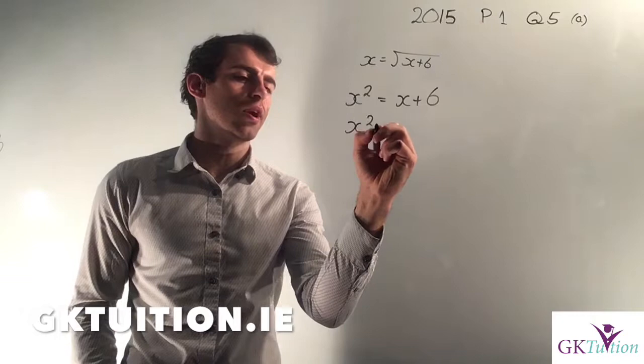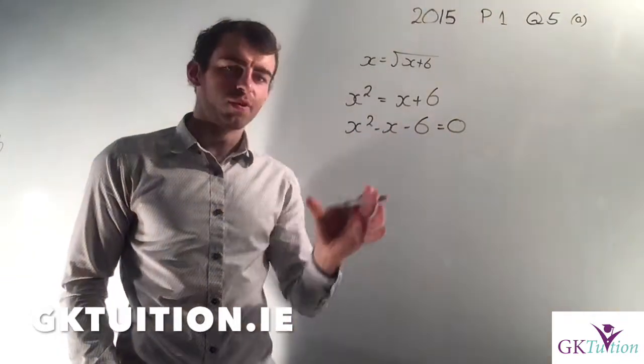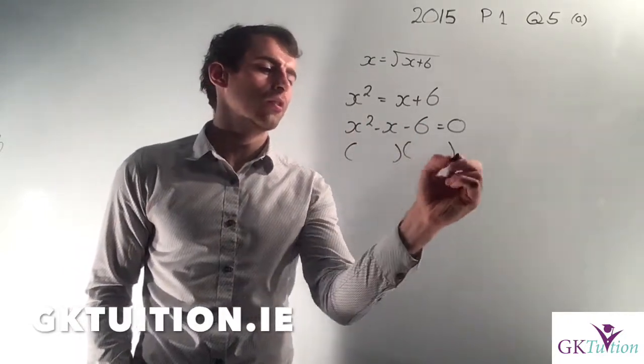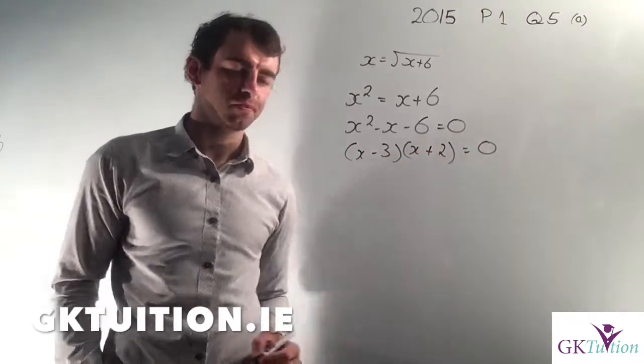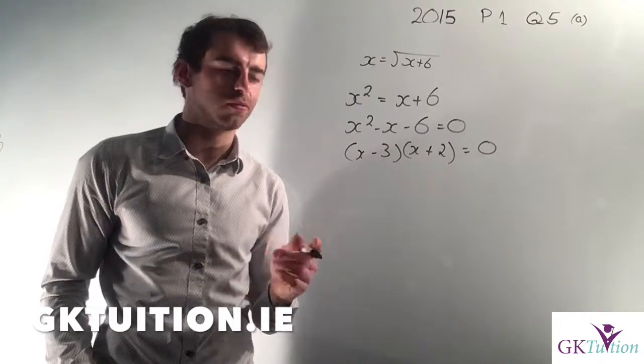So I'll just get x squared minus x minus 6 equals 0. Once I have a quadratic, I can now solve it and find the roots of this quadratic. So if I solve this, my factors will be x minus 3 and x plus 2. Once I have my factors, I can let each factor equal to 0 to find the roots.